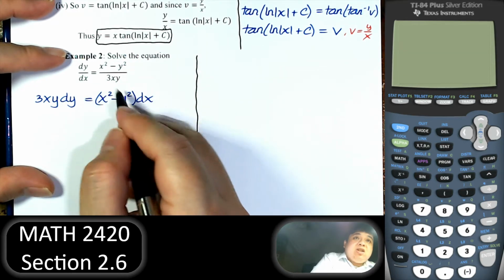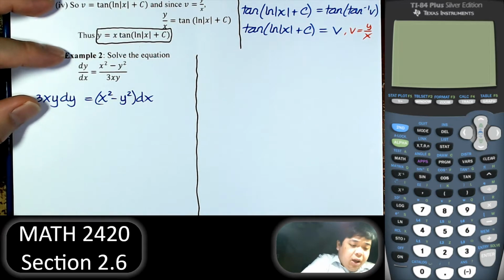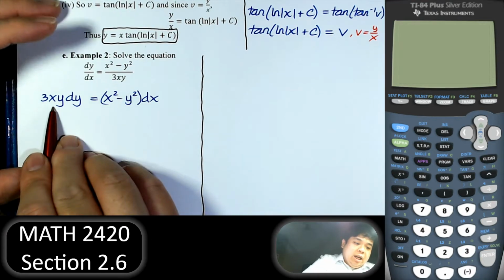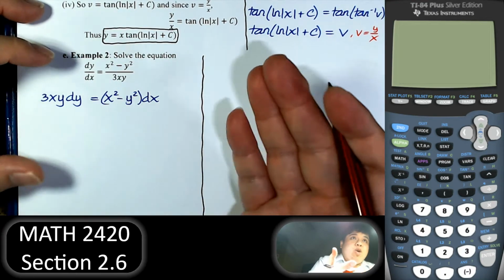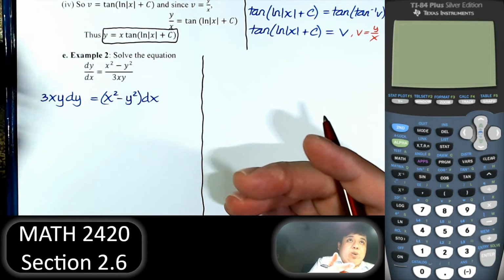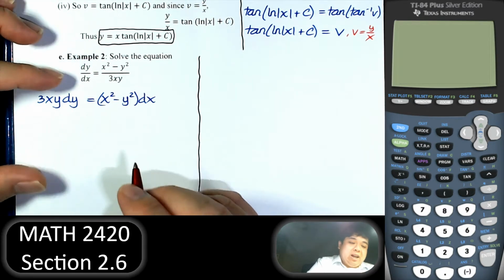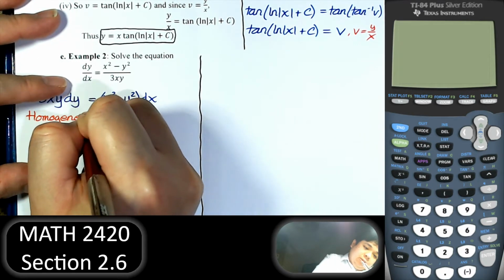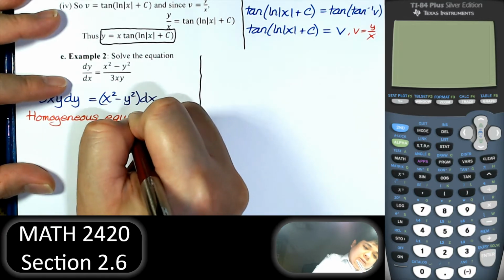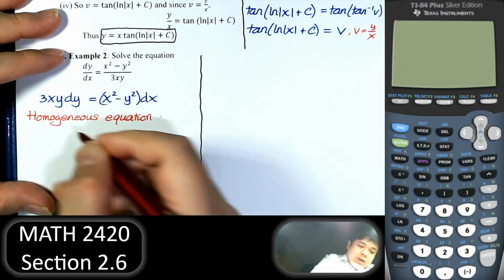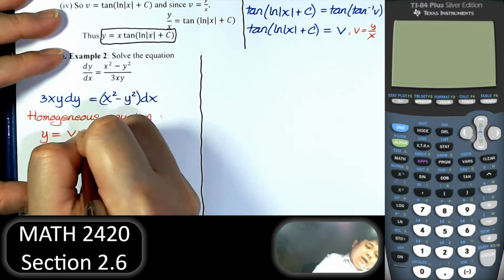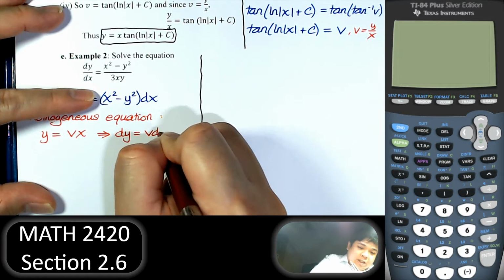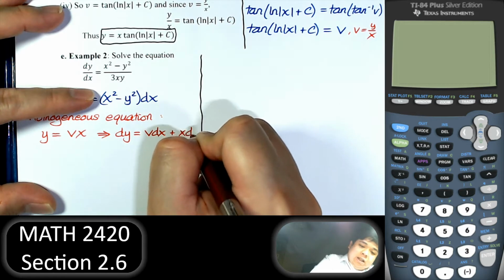Of course, because of this term, it's not going to be separable. But we will do the substitution to make it homogeneous. Degree 2, degree 2, degree 2. So this is a homogeneous equation of degree 2. So we'll let y equal vx, v times x, and consequently dy is v dx plus x dv.